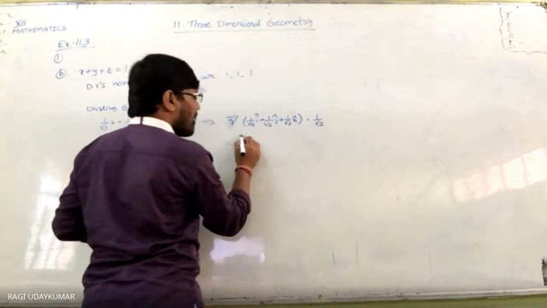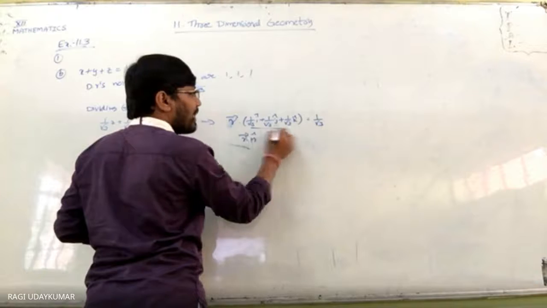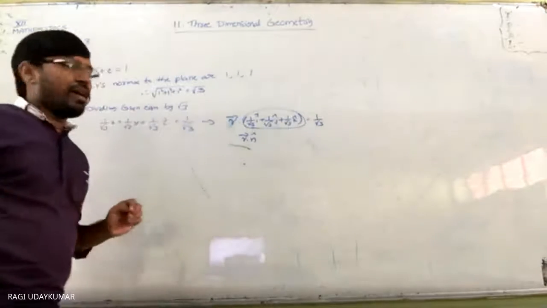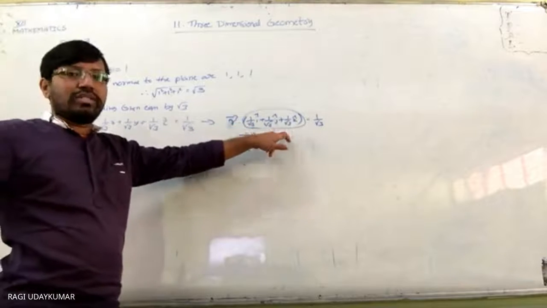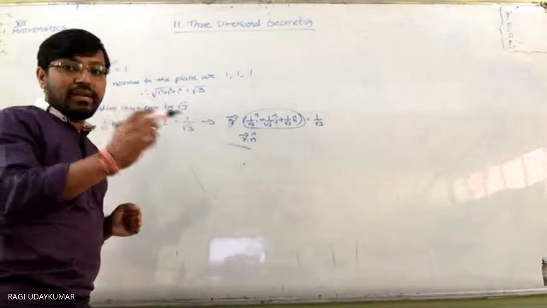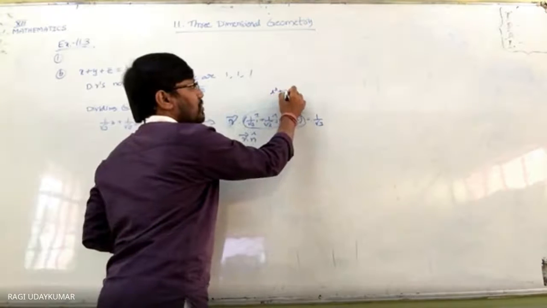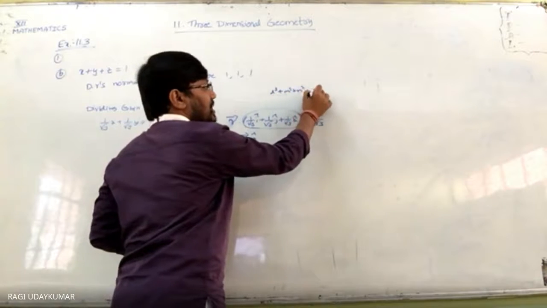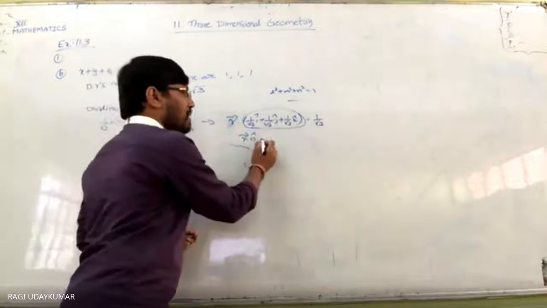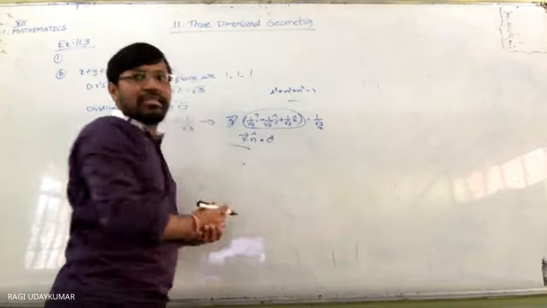See, r dot n, because this is a unit vector. The direction cosines are 1 by root 3, 1 by root 3, 1 by root 3, that is L, M, N. So under root of L square plus M square plus N square, find out, 1 will come in this case. So that's why it is a unit vector. And this is equal to d. So this is the distance.